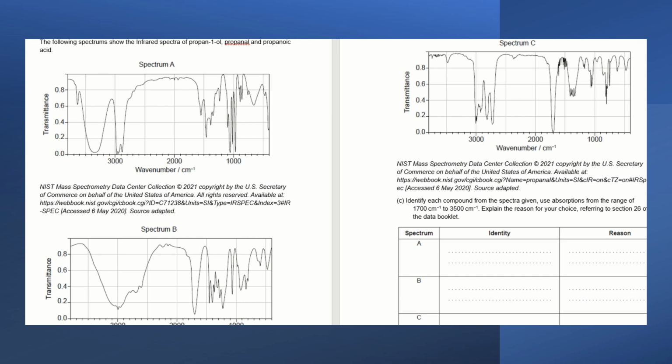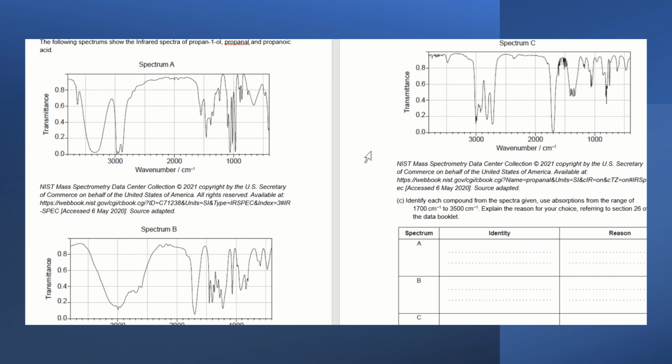I've selected these following questions because I thought they are a good reflection of how IR, NMR, and mass spectra can be used either to identify functional groups in a molecule, if you're given the molecules, or to prove that I have a certain molecule. So this question says the following spectra show the infrared spectra of propan-1-ol, propanal, and propanoic acid. I've intentionally made the screen small so you can see all the 3 spectra together.